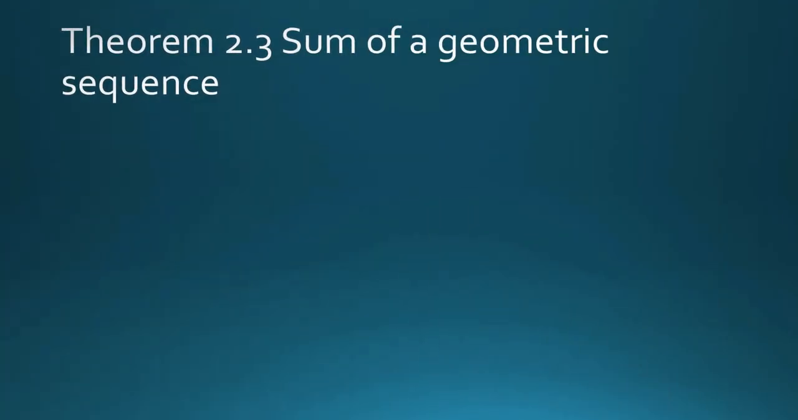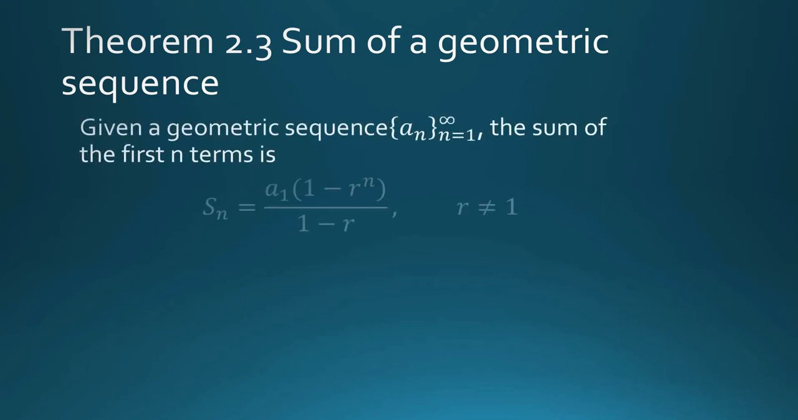Theorem 2.3, the sum of a geometric sequence. Just like with arithmetic sequence, we have a formula to compute the sum of the first n terms. So given a geometric sequence, the sum of the first n terms is given by this. So we need the first term, the common ratio, the number of terms, and of course, r cannot be equal to 1. What shall we do?